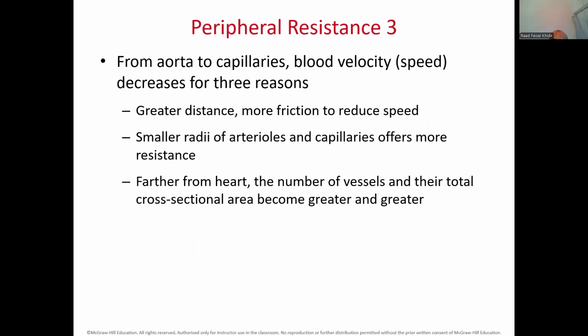So from the aorta to the capillaries, the blood speed is going to decrease for 3 reasons. Greater distance, there's going to be more friction to reduce the speed, and the smaller radius of the arterioles and the capillaries is going to offer more resistance.